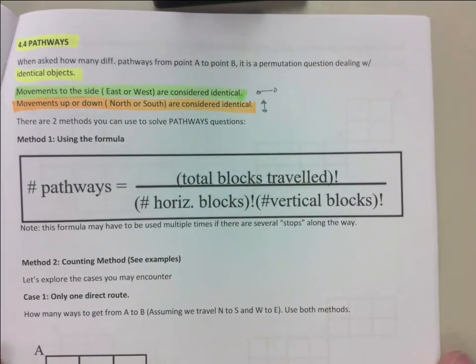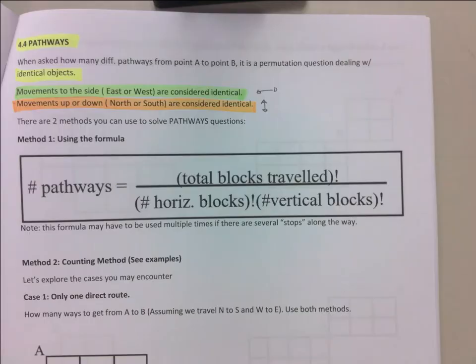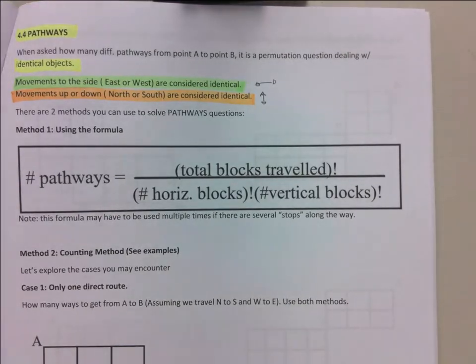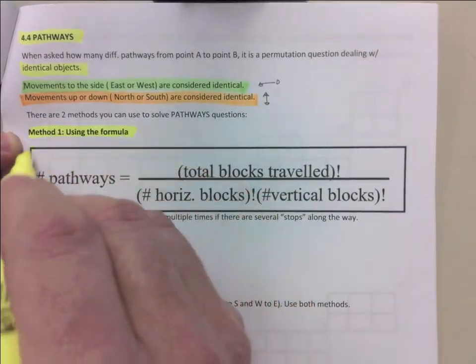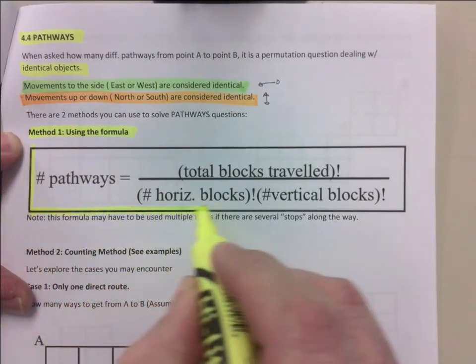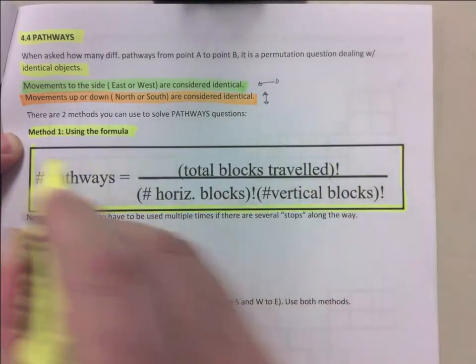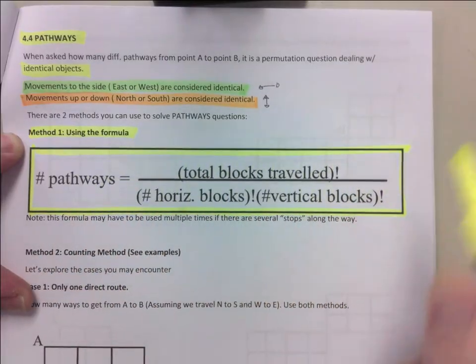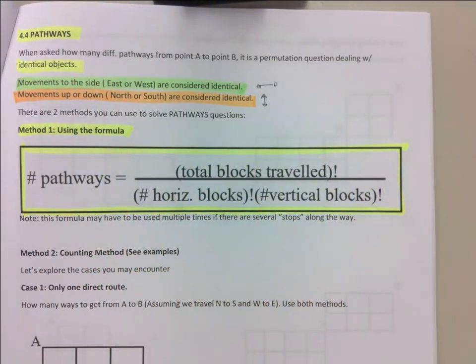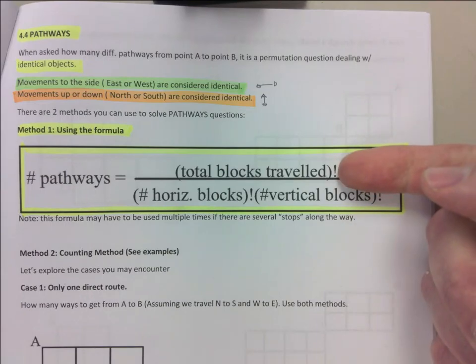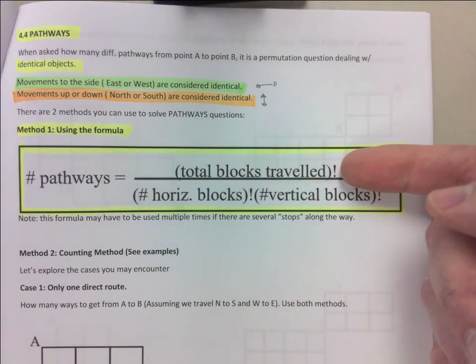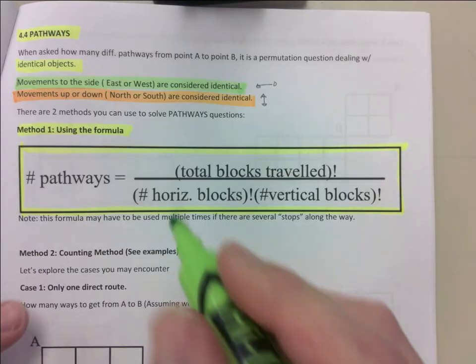There are two methods you can solve a pathways question with. The first one is a formula. So method one, formula, number of pathways. Here you have it, and it is total blocks traveled. You see the factorial, right? Don't miss the factorial. Total blocks traveled, factorial, divided by horizontal.